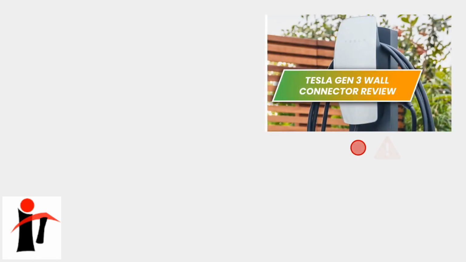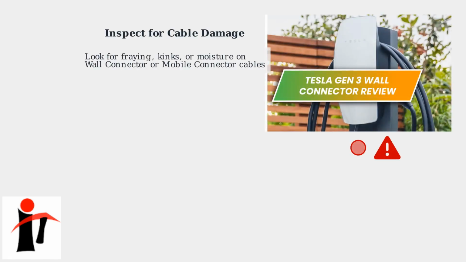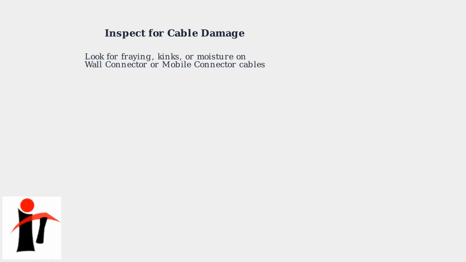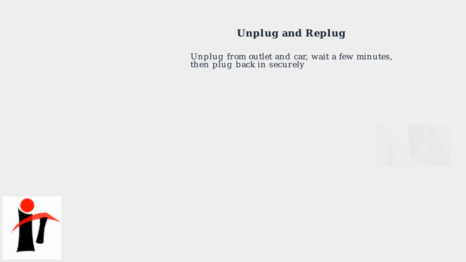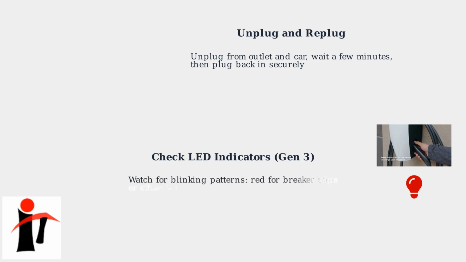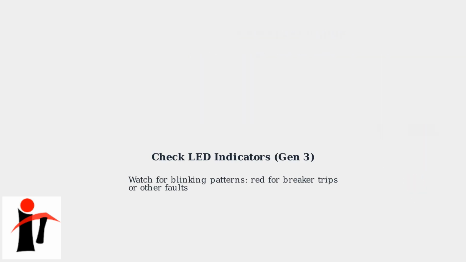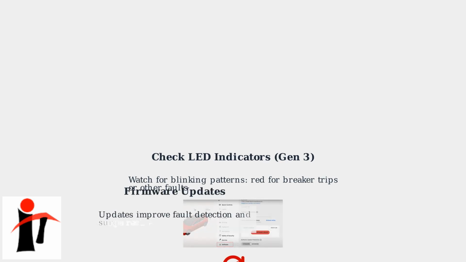Inspect the Tesla wall connector or mobile connector for any visible damage to the cable, such as fraying, kinks, or moisture. Unplug the charger from both the outlet and the car, wait a few minutes, and then plug it back in securely. For wall connectors Gen 3, check the LED indicator for specific blinking patterns that can indicate the nature of the fault, e.g., red blinking for breaker trips. Firmware updates to the wall connector have improved fault detection and surge resilience.